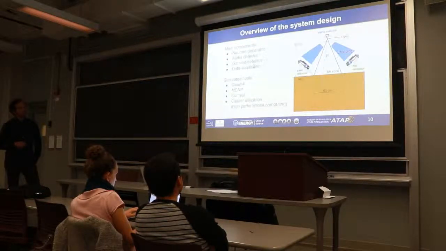So our system is relatively simple. I mean, it's a DT neutron generator. So we have a microwave plasma source in here. It's a sealed source, so the vacuum chamber is filled with deuterium-tritium.